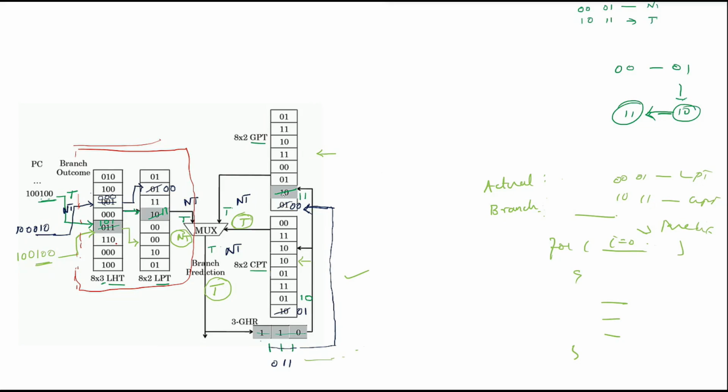Ma'am, for the global prediction table, are the values assigned by us or are they default values? Initially, all will be 0, 0 only. I have taken these values just for a sample case. Initially, all will be reset to 0, and after that, according to the branch outcomes, these values will be changed.